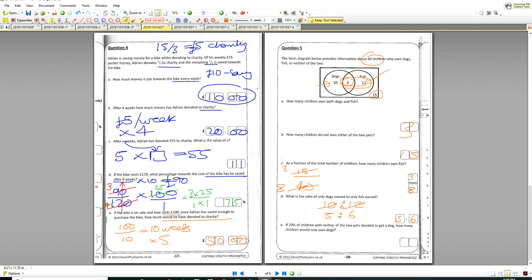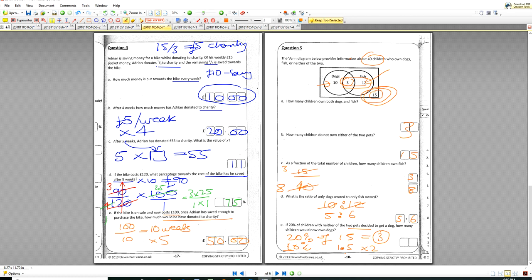If 20% of the children with neither of the two pets, which is 15 really, get a dog, so you've got to work out 20% of 15. You know 10% is 1/10. 1/10 is 1.5. And if you want to double that, that'll give you the 20%. So there's 3 of them. So 20% of 15 is equal to 3 extra people.